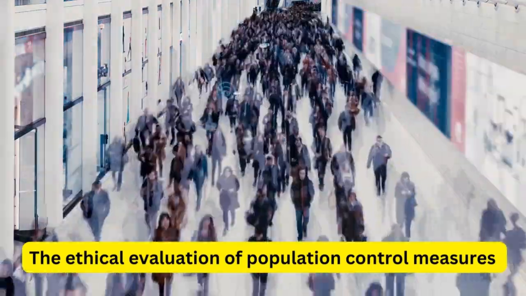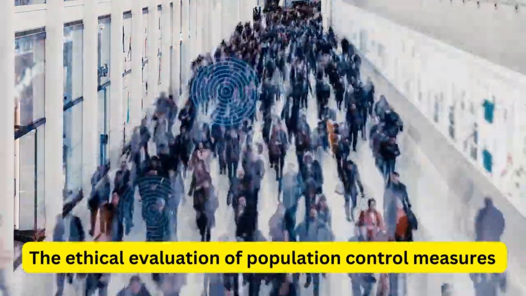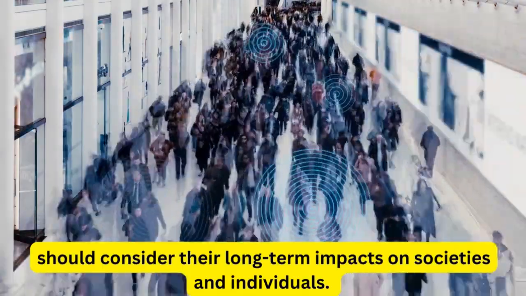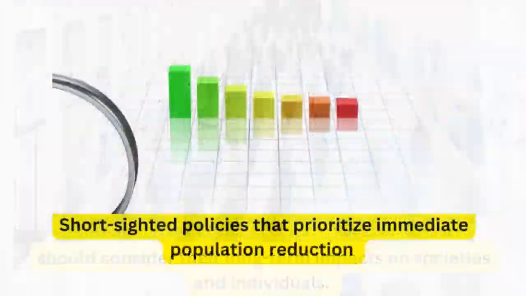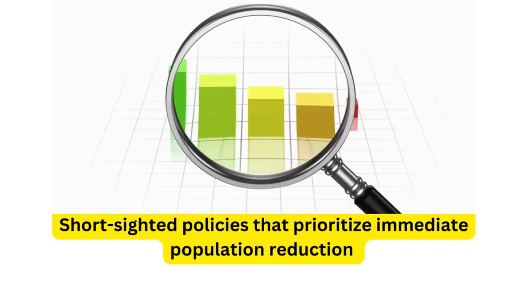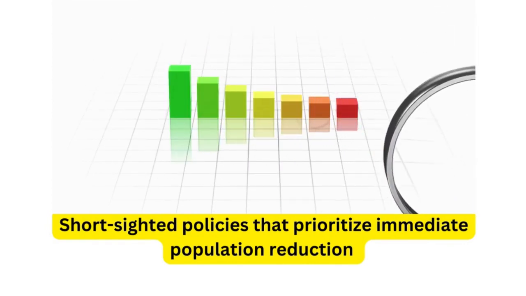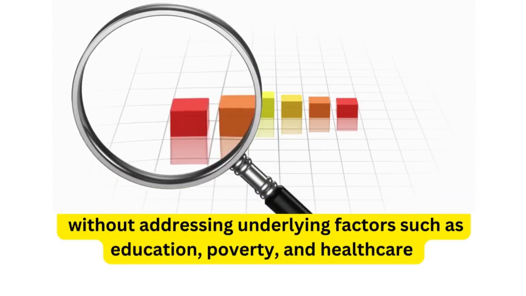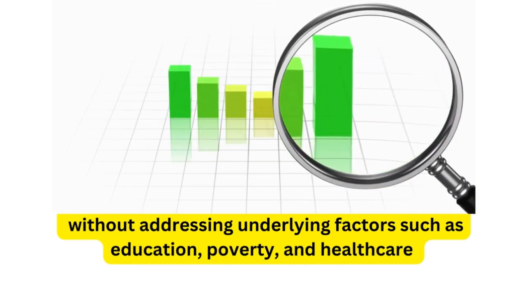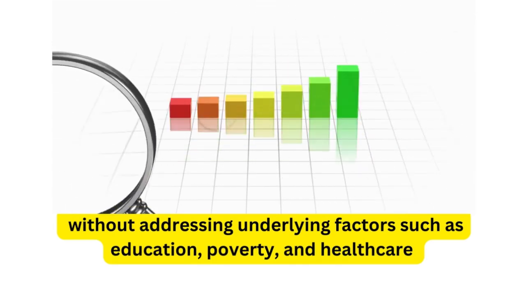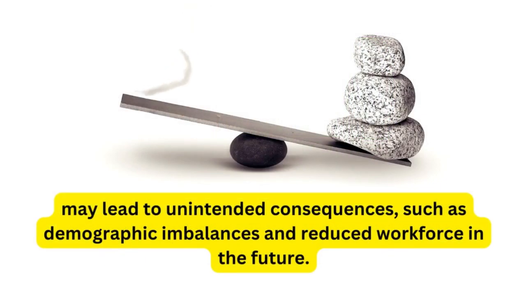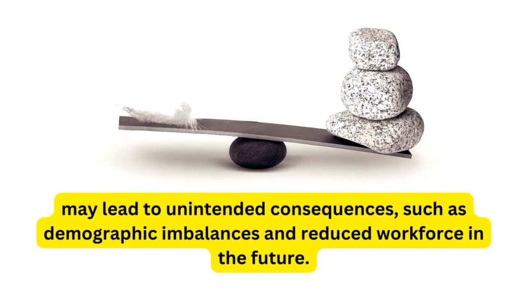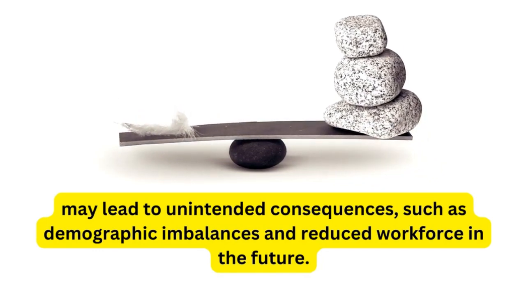The ethical evaluation of population control measures should consider their long-term impacts on societies and individuals. Short-sighted policies that prioritize immediate population reduction without addressing underlying factors such as education, poverty, and healthcare may lead to unintended consequences such as demographic imbalances and reduced workforce in the future.